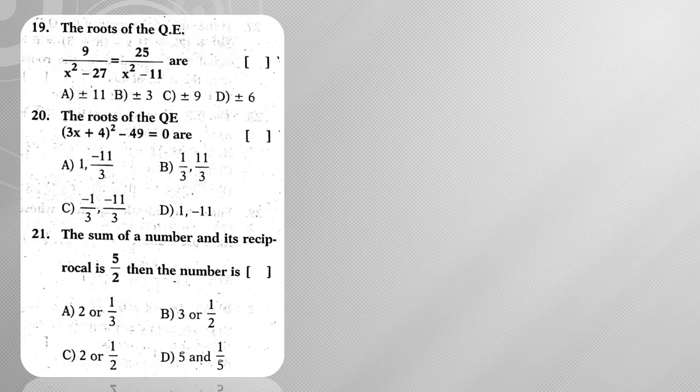Next, moving on to question number 19. The roots of the quadratic equation, 9 by x square minus 27 is equal to 25 by x square minus 11. Now if you observe, this is a fraction and this is a fraction, and you have an equality sign, so you can directly do cross multiplication. What I am going to get: 9 into x square minus 11 is equal to 25 into x square minus 27.